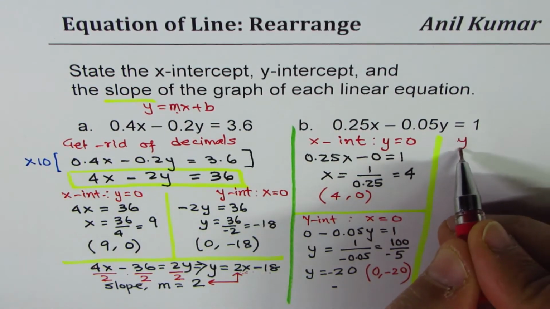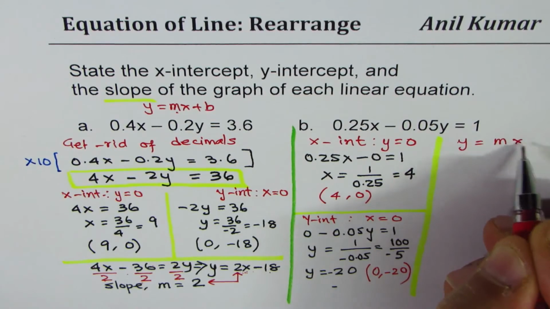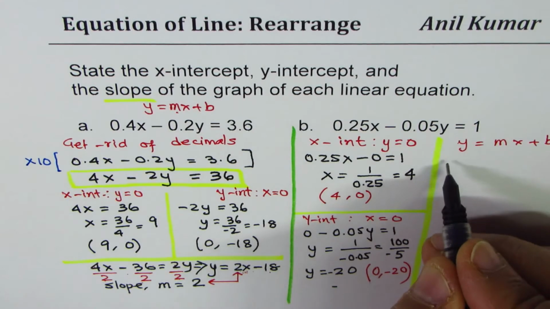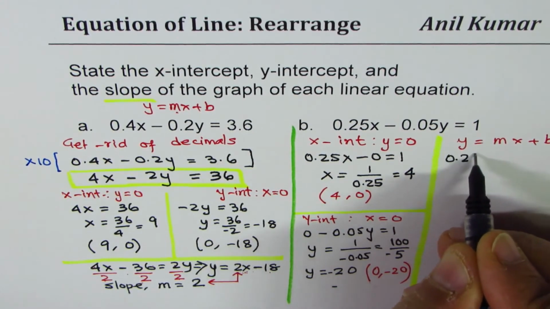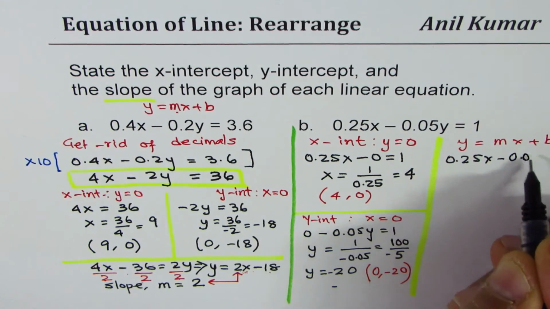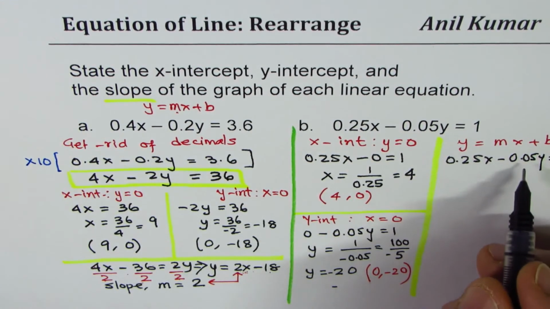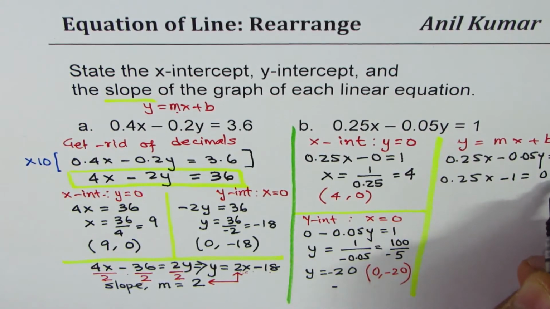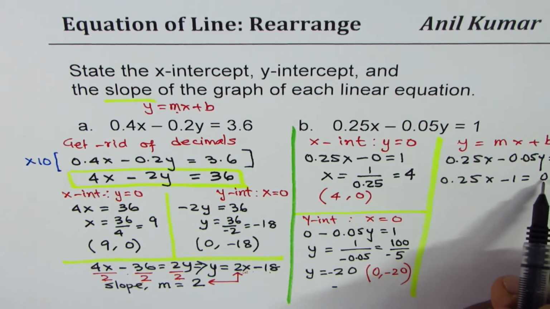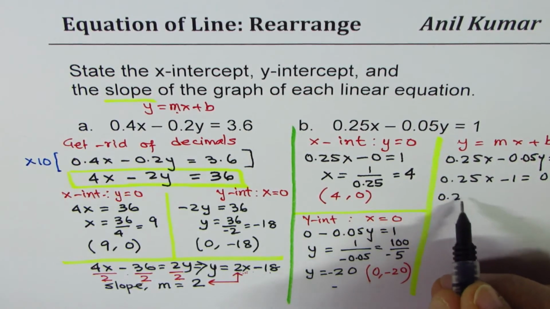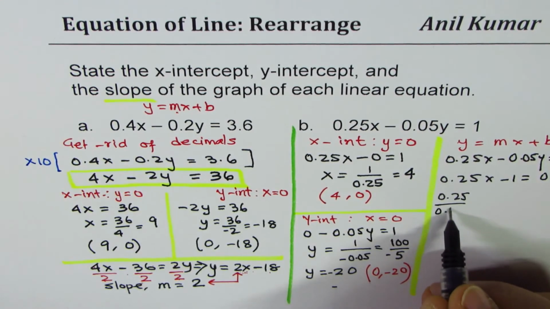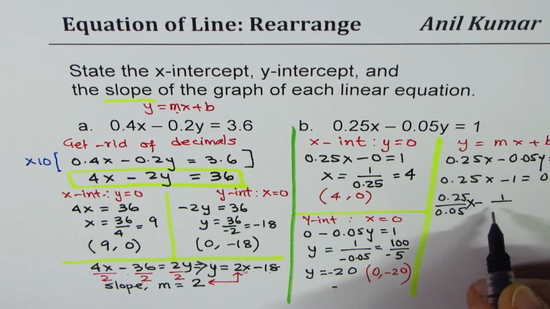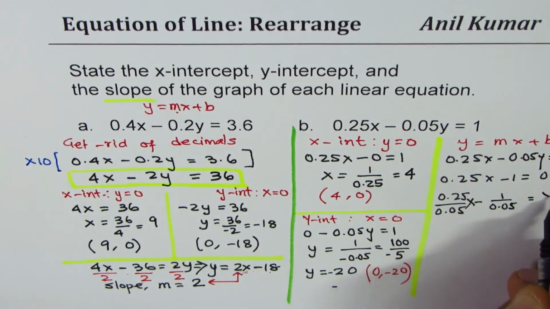To find the slope, we'll write the equation of the line in the form y equals mx plus b. That is, isolate y. So in the given equation, let me rewrite the equation first. 0.25x minus 0.05y equals 1. So we can write this as 0.25x minus 1 equals 0.05y. Now we can divide by 0.05. So we get 0.25 divided by 0.05 times x, minus 1 over 0.05, equals y.